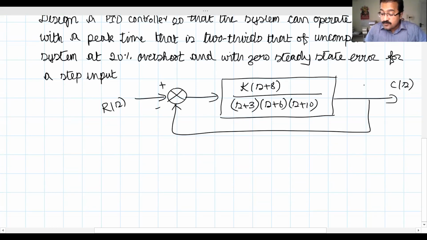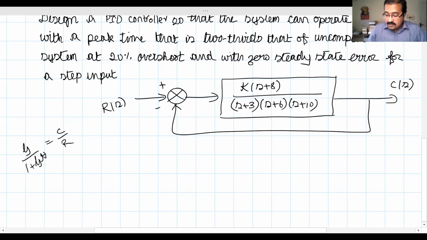What is the closed loop system? G divided by 1 plus this block into 1, G divided by 1 plus GH. That is the closed loop transfer function, C(s)/R(s) is G(s) divided by 1 plus G(s)H(s).